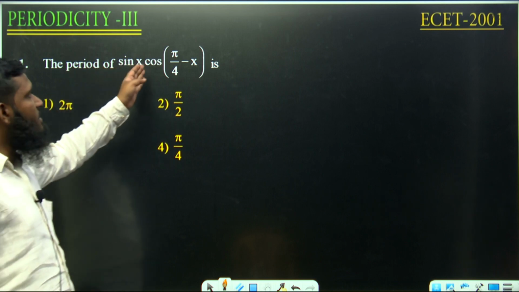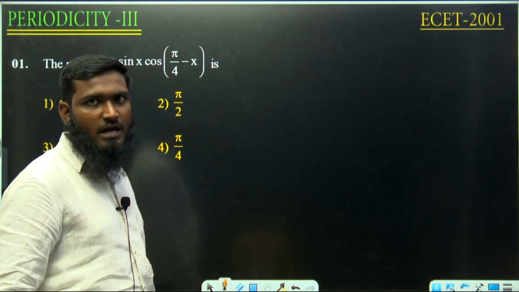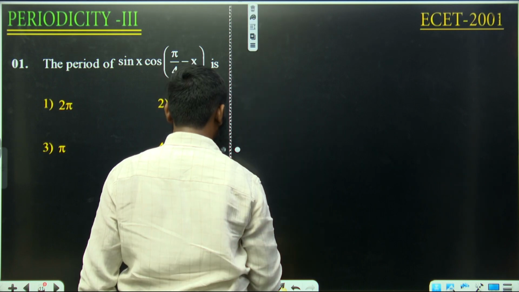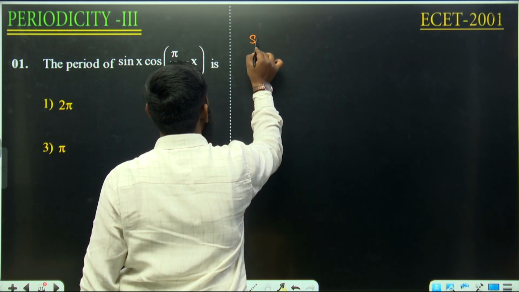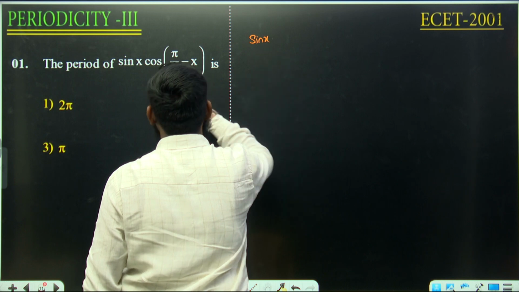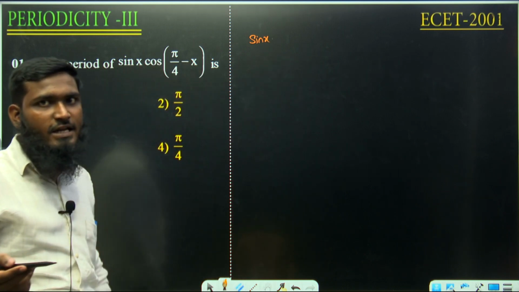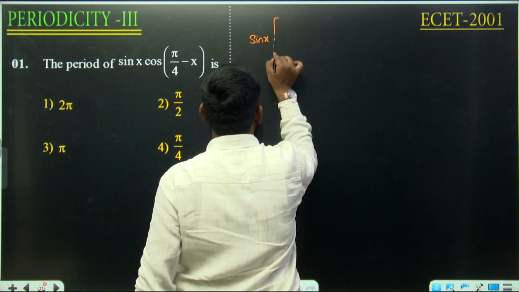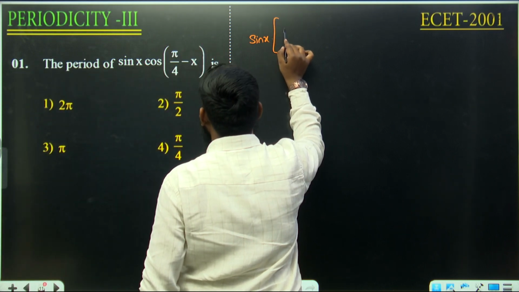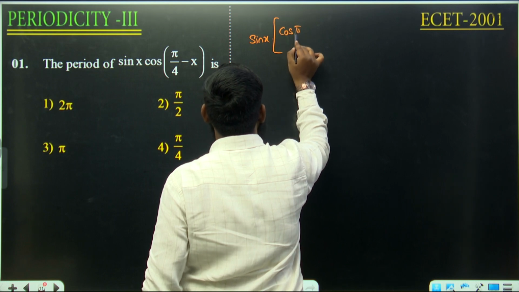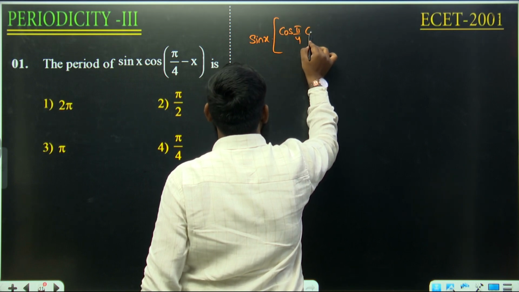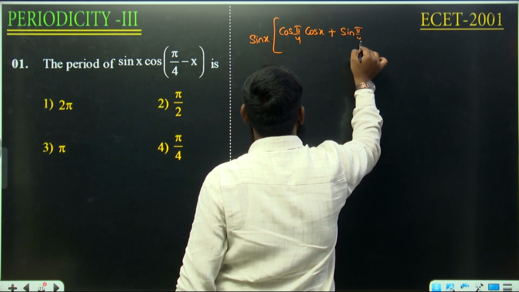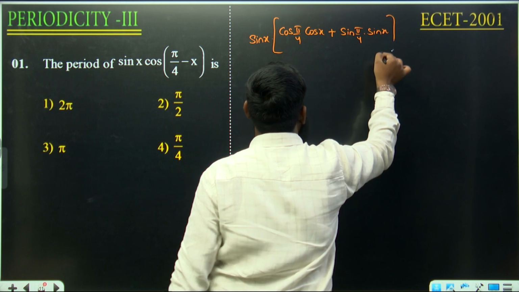The period of sin x into cos of pi by 4 minus x we are having. Now for this type of question, let us do some simplification over here. We are having sin x into cos of pi by 4 minus x, which is looking like cos a minus b. If you write cos a minus b, what is the formula? Cos a minus b is cos a cos b plus sin a sin b. Okay, this part we have taken over here.